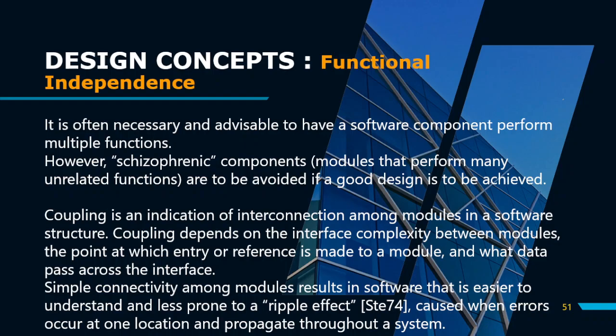Coupling is the indication of interconnection among modules in a software structure. Coupling depends on the interface complexity between modules, the point at which a reference is made to a module, and what data pass across the interface. Simple connectivity among modules results in software that is easier to understand and less prone to a ripple effect, which is caused when errors occur at one location and propagate through the system. A ripple effect means one error can propagate to all the modules throughout the system.